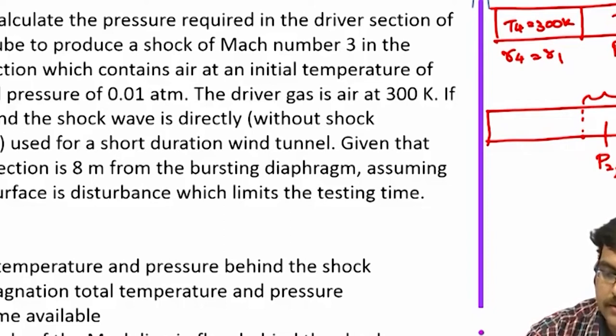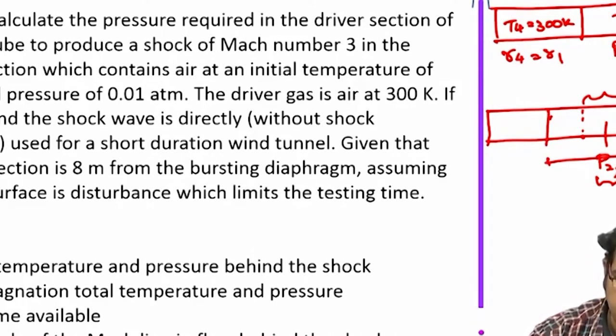You may use this by having a shock reflection back and increasing the pressures to P5, T5, and that forms the reservoir section for the wind tunnel, or you can use just the P2, T2. And what is said here is there is no shock reflection. That means directly we are using P2, T2. Given that the test section is 8 meters away, the distance between the diaphragm station and the test section is 8 meters. And the contact surface is the disturbance which limits the testing time.